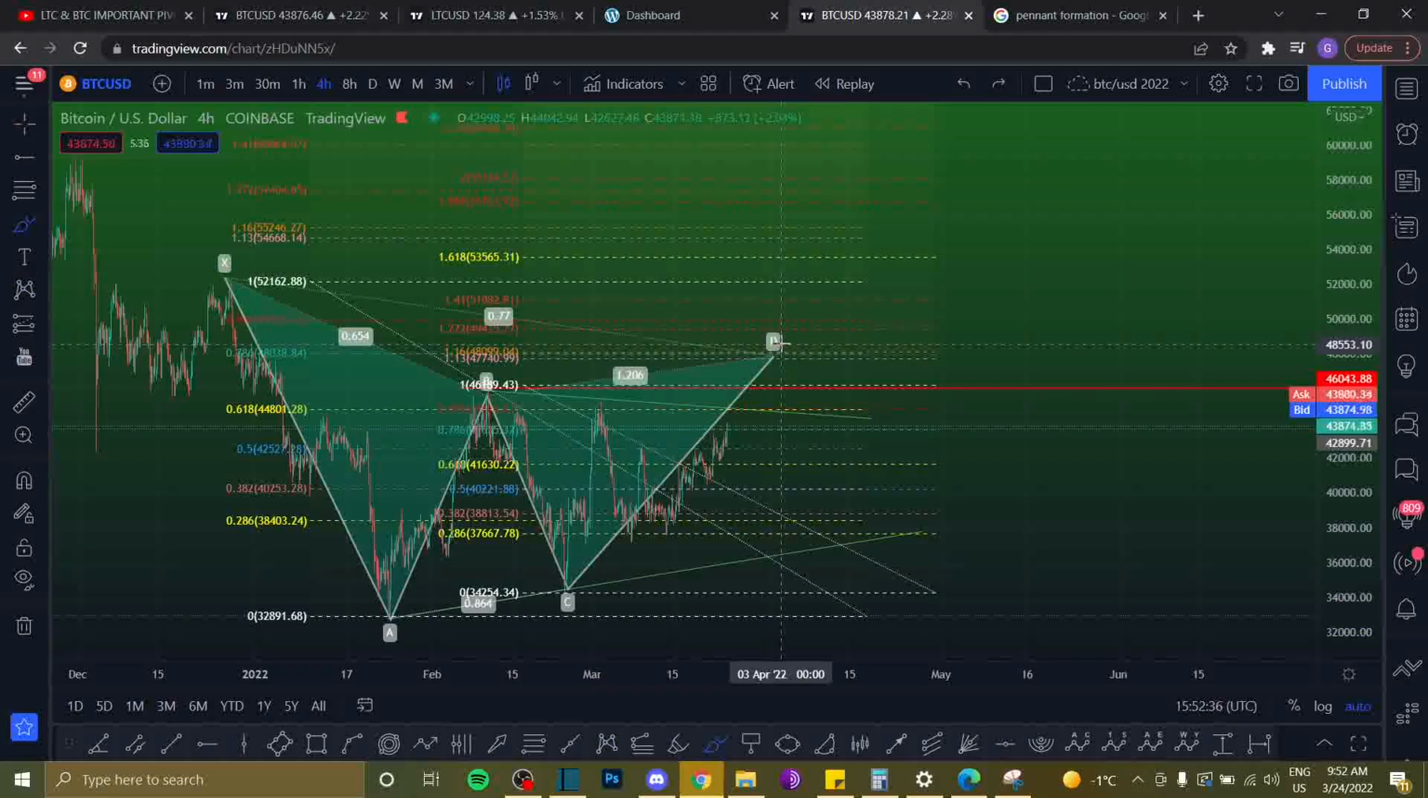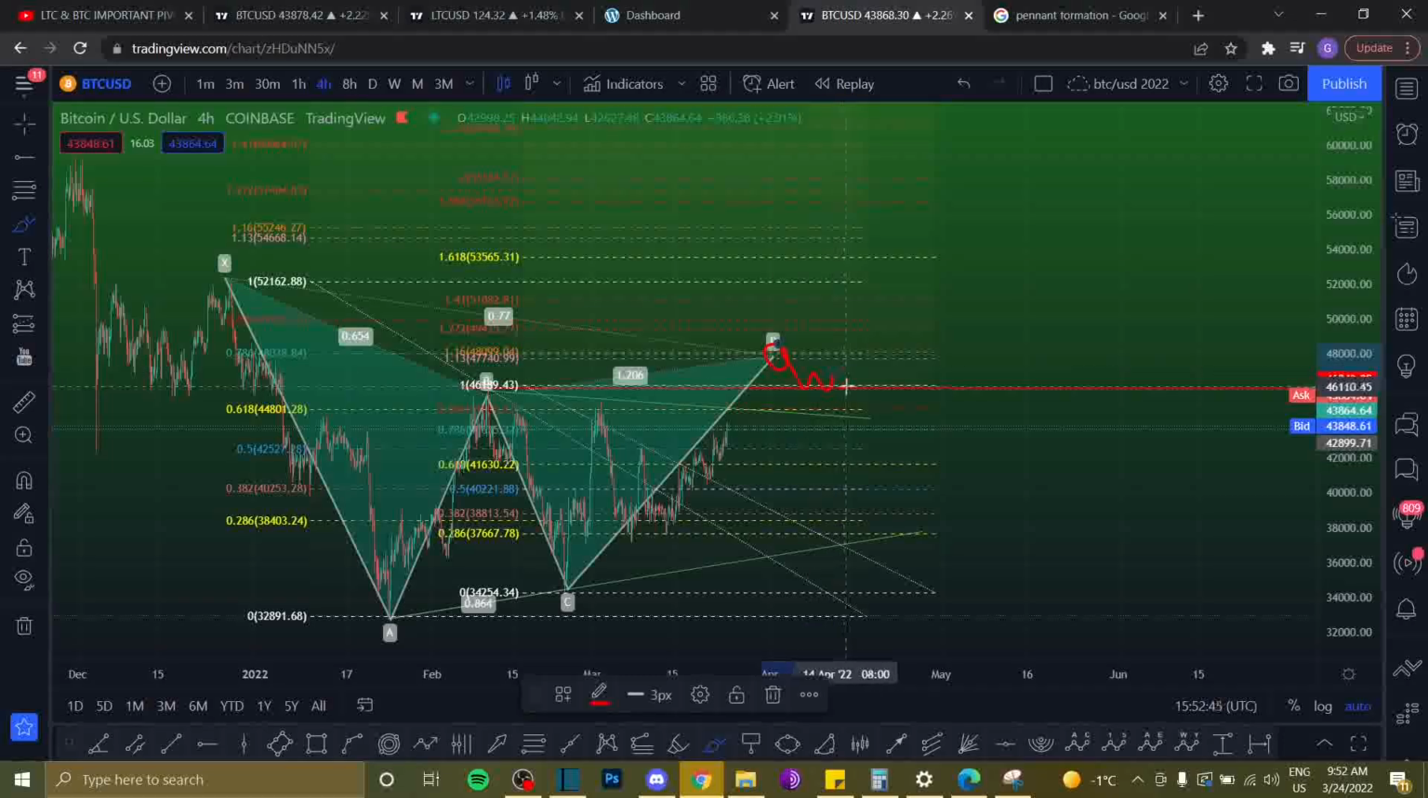From the D point, you're always gonna see a back retest, especially with harmonics. Therefore, do expect a back retest of 46,000. If such level holds above as a support, this would be an indication that you hop onto the market, because this would be 100% confirmation that we're heading up further.